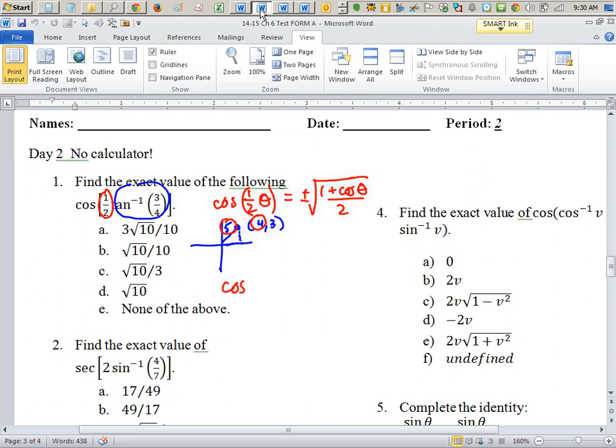So cosine of 1/2 theta would be plus or minus square root of 1 plus 4/5 all over 2, which really gives you 9/10 on the inside if you simplify it all.